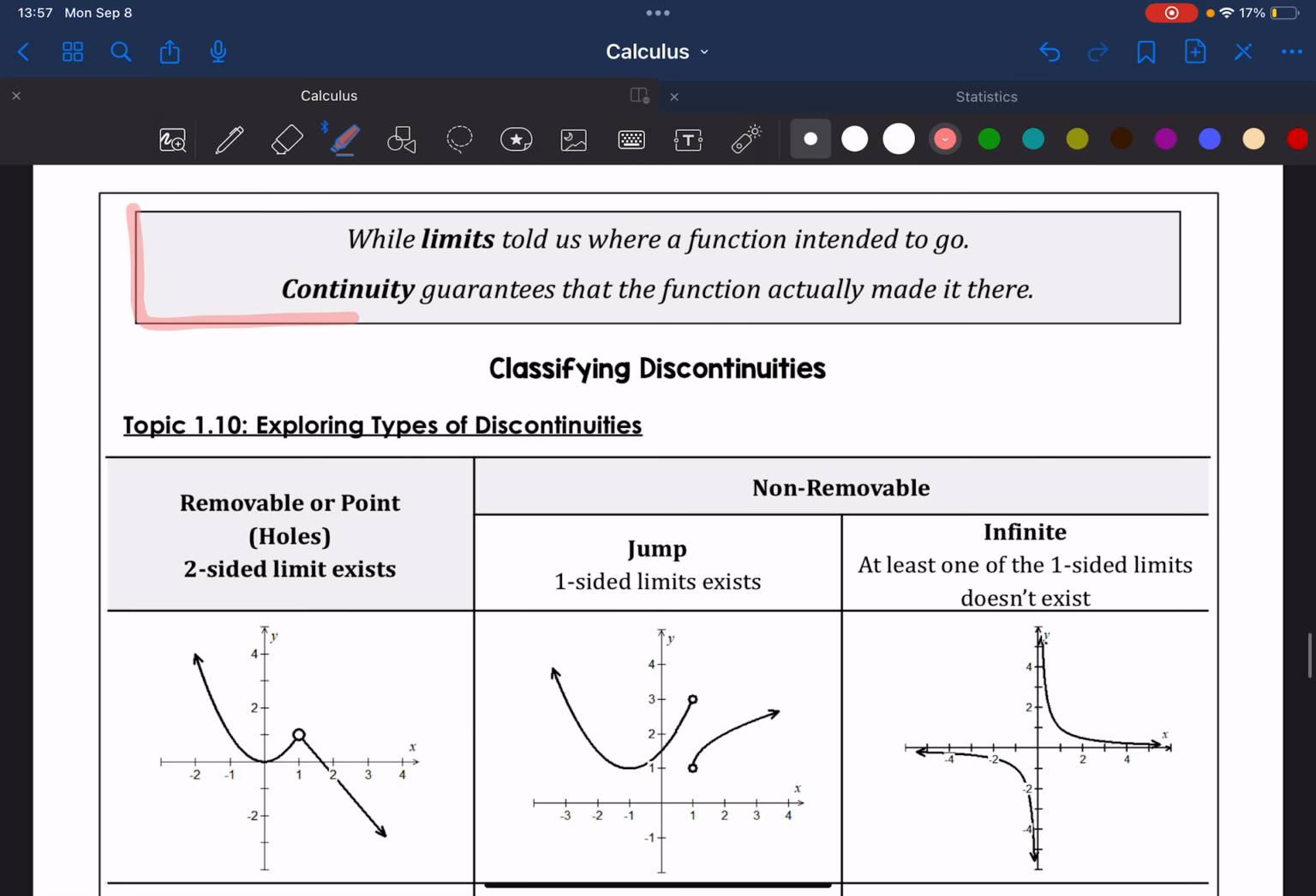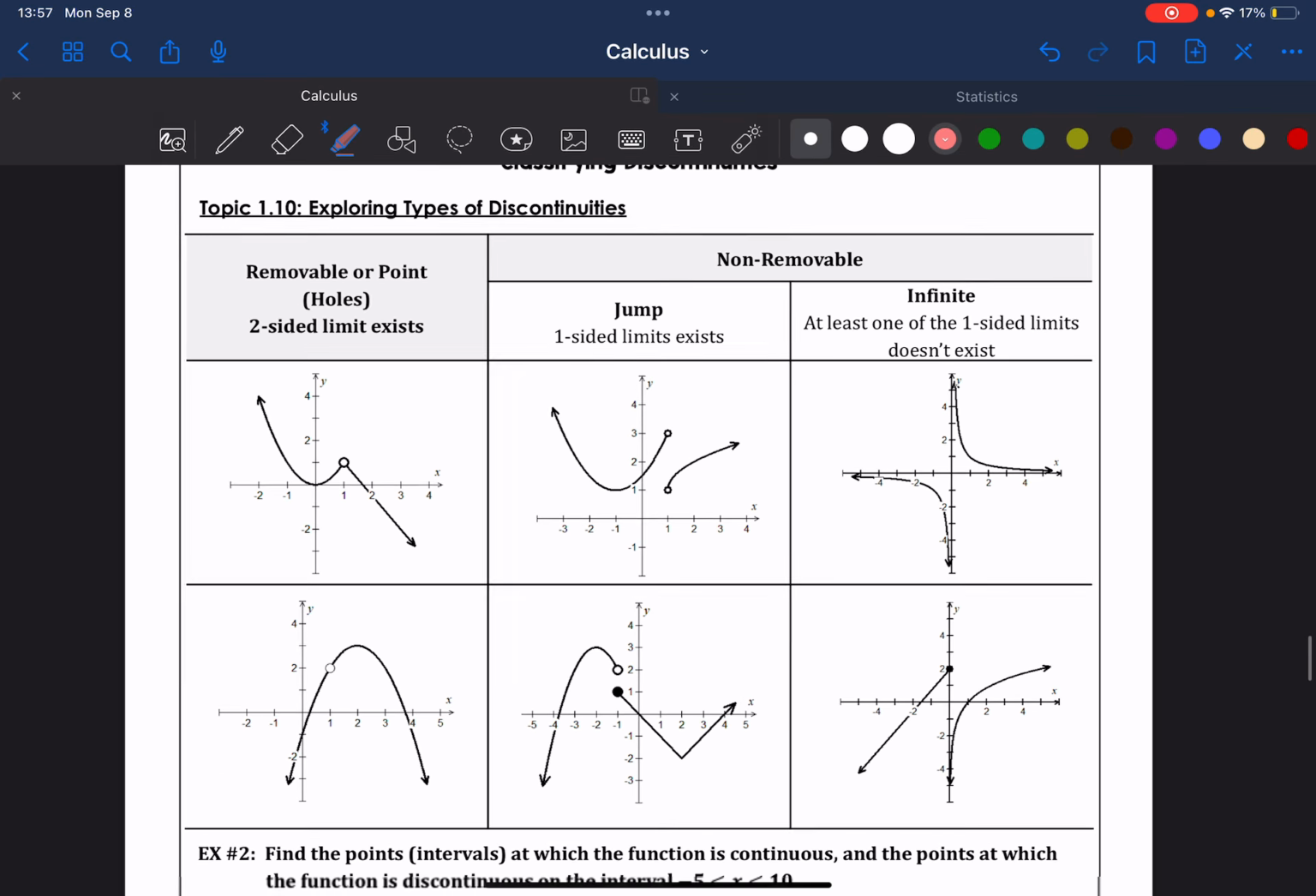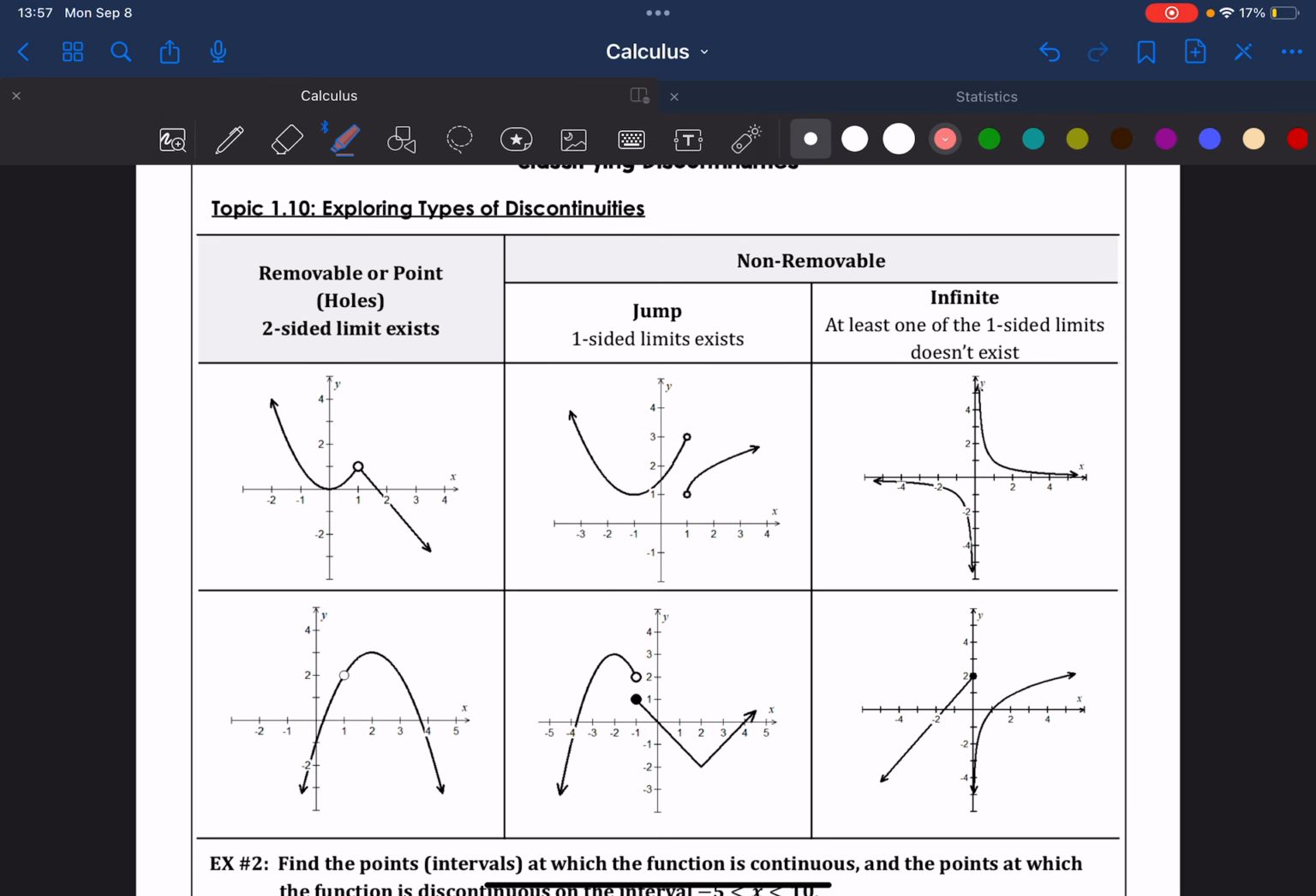Okay. So just a little helpful idea up here. It says, while limits tell us where a function intends to go, continuity guarantees that the function made it there. Okay. So we have two types of discontinuities. We have a removable discontinuity and a non-removable discontinuity. For removable discontinuity, there's only one type, and that is a hole.